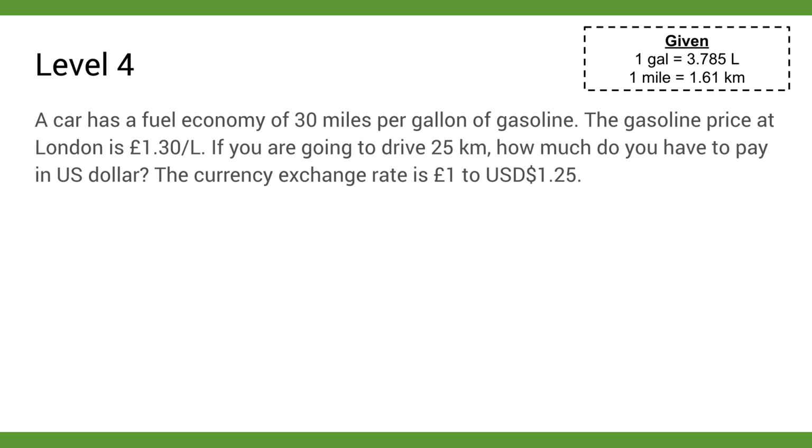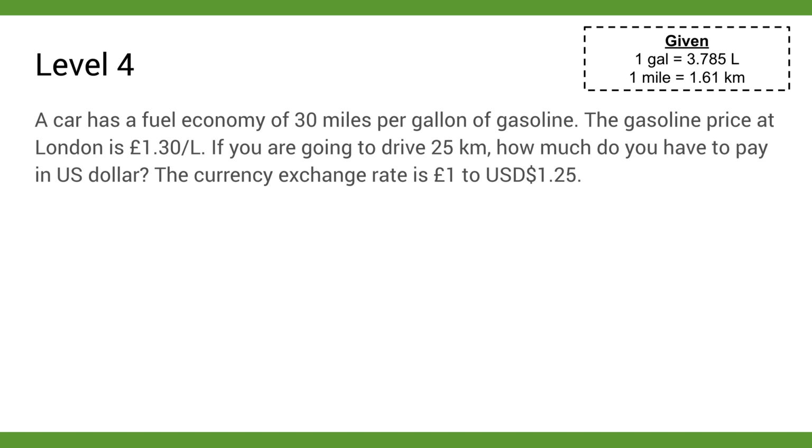Okay, so we have a car that has a fuel economy of 30 miles per gallon of gasoline. The gasoline price in London is 1.3 pounds per liter. If you are going to drive 25 kilometers, how much do you have to pay in US dollars? Okay, the currency exchange rate is 1 pound to $1.25 US dollars. And on the upper right corner, you also have some given information. You have 1 gallon is 3.785 liters, and 1 mile is 1.61 kilometers. Okay. So where do we start?